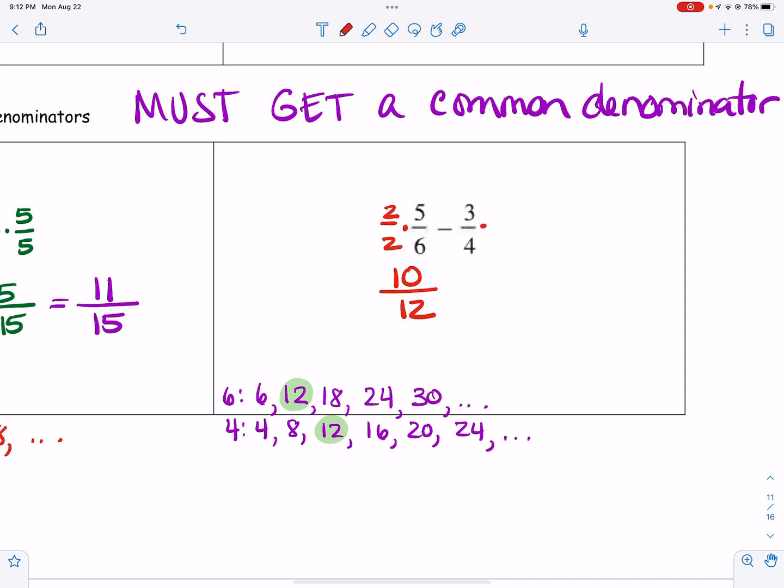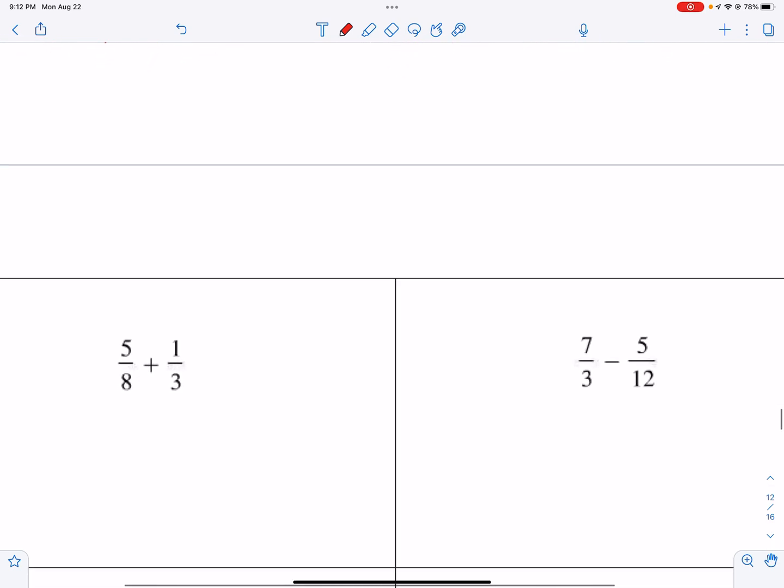How can I change 4 into 12? I'm going to multiply top and bottom by 3. So that gives me 9 twelfths. Now I write the denominator. 10 minus 9 is 1, and I can't simplify, okay?